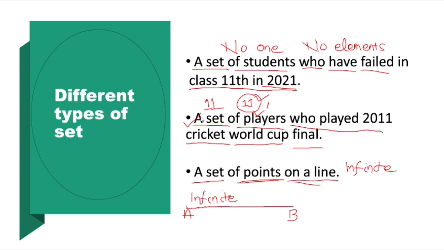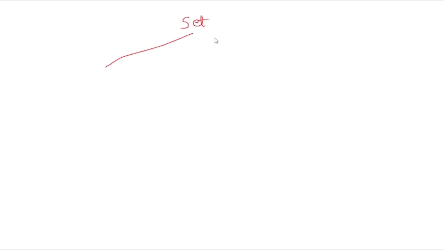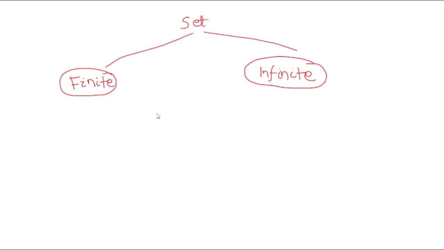So here you can see that in terms of the number of elements a set has, there are different types of set we can make. Let us define the different types of set, and we will return to these examples after that. Generally, a set can be classified into two types: the first one is a finite set and the second one is an infinite set.